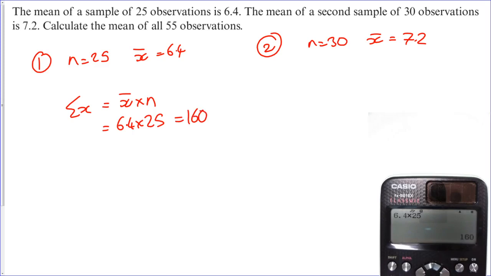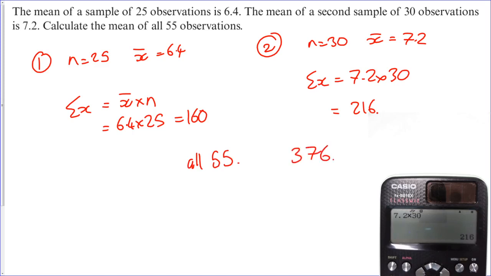For the other group, we're going to have sigma x is 7.2 times 30, which gives us a total of 216 for this group. And putting these two things together, we get a grand total for all of our 55 things of 376. So we've got our 376 things.